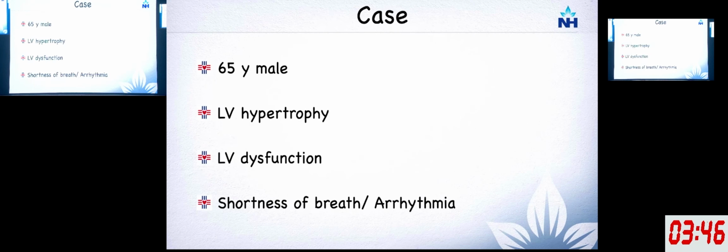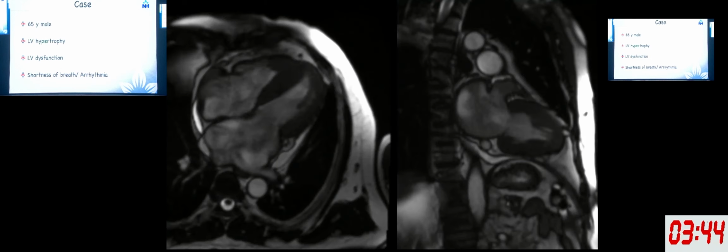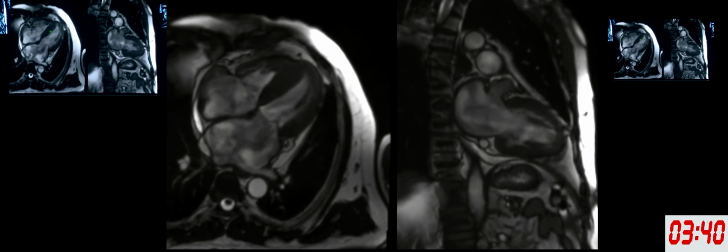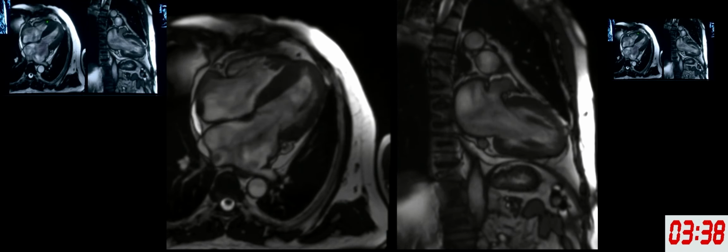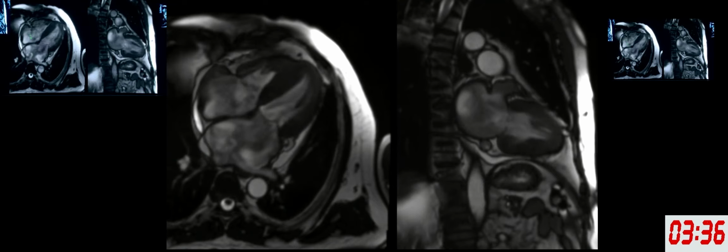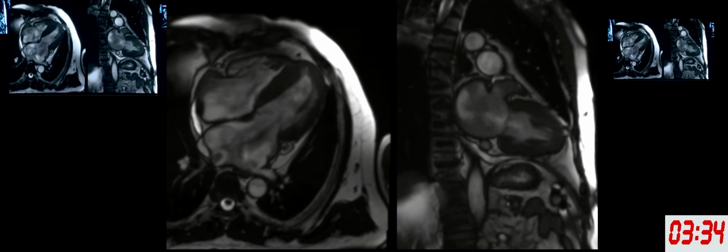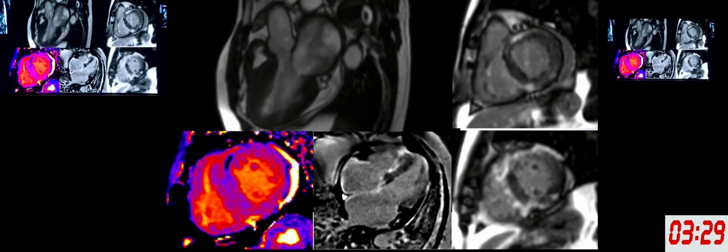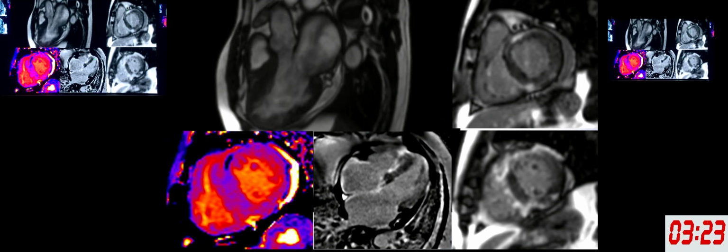A 65-year-old male with arrhythmia. LV hypertrophy, maybe a little bit of RV hypertrophy. You can see biatrial dilatation. You can see that the patient has got arrhythmia while we are scanning him. And this is the 3-chamber view. And this is the pattern of enhancement. Patchy, patchy areas of enhancement.